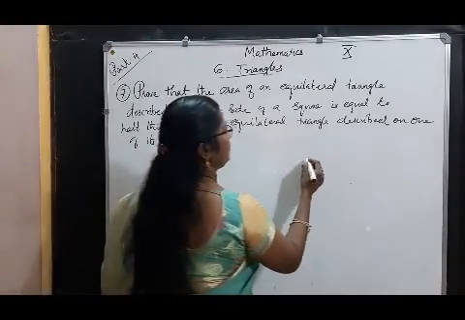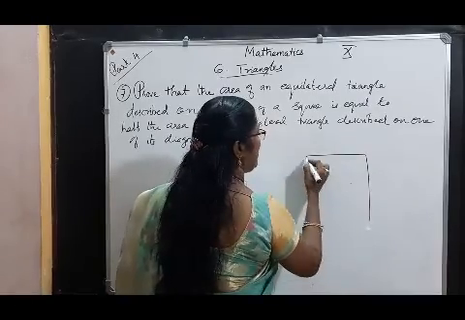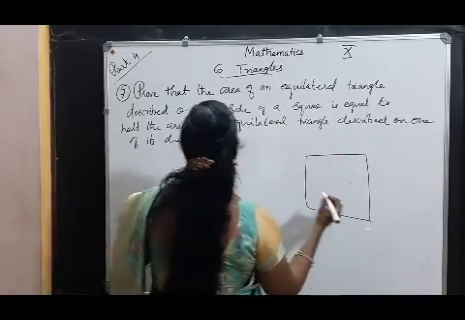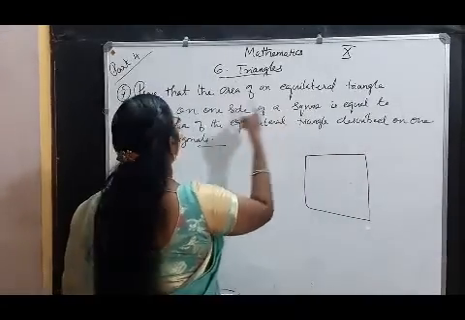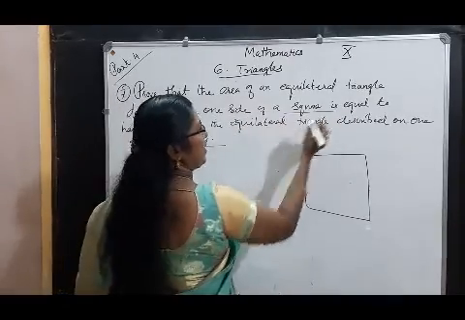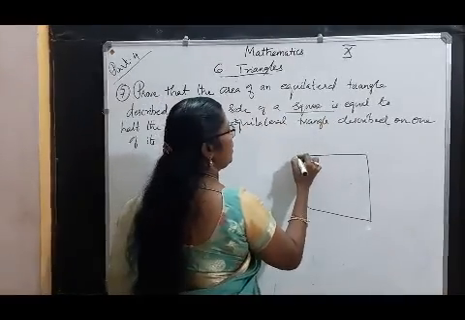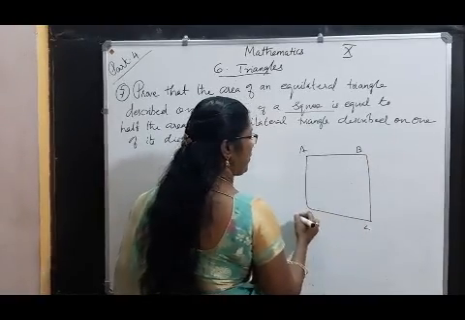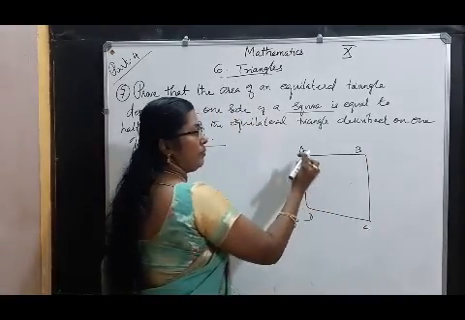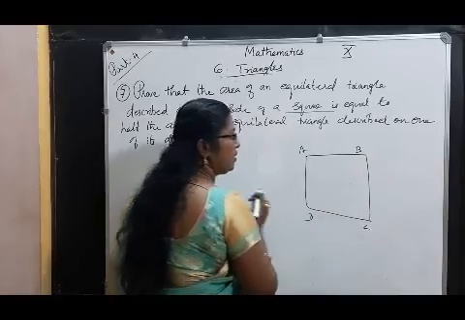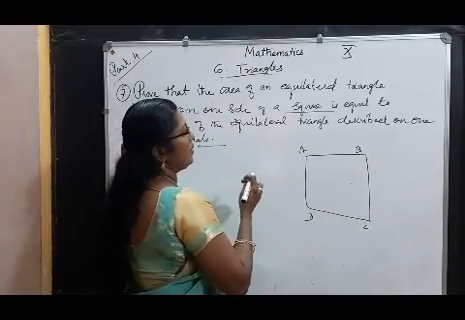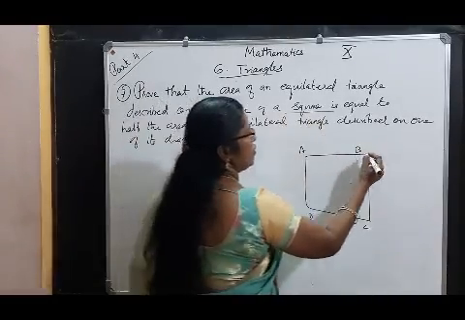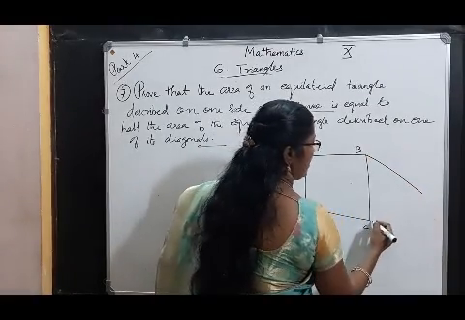Here, a square, and the area of an equilateral triangle described on one side of the square. Square, that is A, B, C, D. Whenever you name it, take it in order A, B, C, D. Then, for the square, draw an equilateral triangle on one side.